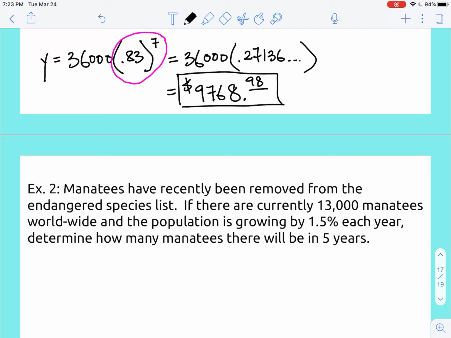Okay. Example 2. Manatees, very adorable creatures, have recently been removed from the endangered species list. True story. If there are currently 13,000 manatees worldwide and the population is growing by 1.5% each year, determine how many manatees there will be in 5 years.